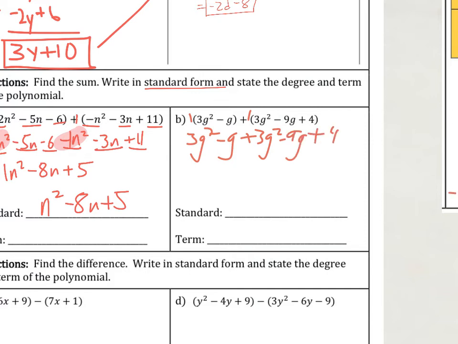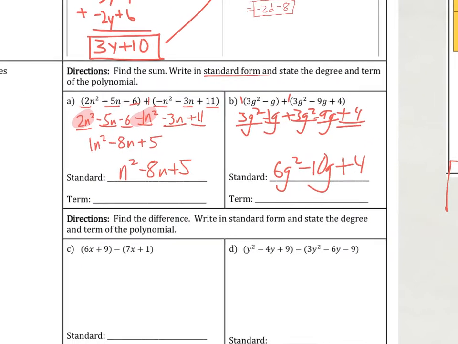Combine like terms. If you haven't had a chance to do this, pause and try it out. Combine the 3g squareds, that's going to be 6g squared. We have a negative 1g. Remember, there's a 1 there. And a negative 9, that's negative 10g. And then we've just got a plus 4 over here. That's all we've got, okay? So that's our standard form, all right?